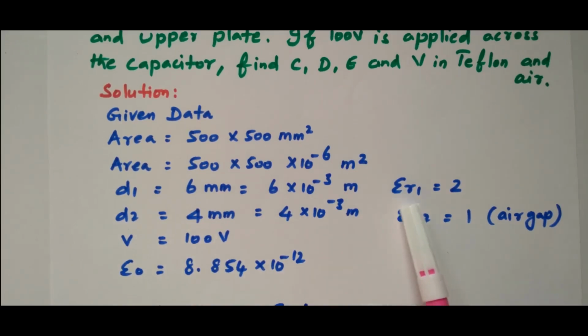So the epsilon r1 is given as 2 for the Teflon. The epsilon r1 value is given as 2. The epsilon r2 will be 1, that is air gap. For air gap, the value will be 1, right? The applied voltage is 100 volts. Then epsilon naught, absolute permittivity, is 8.854 into 10 to the power minus 12. That we know is a constant. So by using this, we will find the values one by one. First we will find the capacitance.